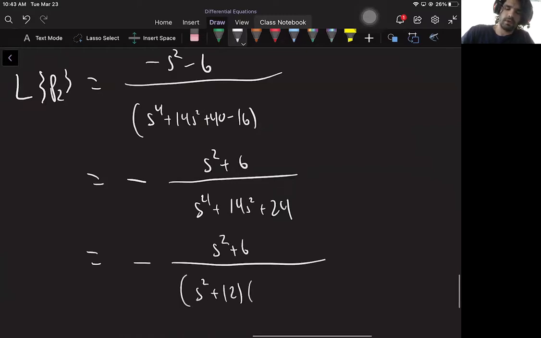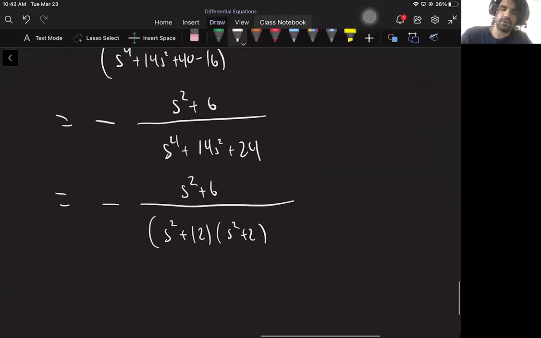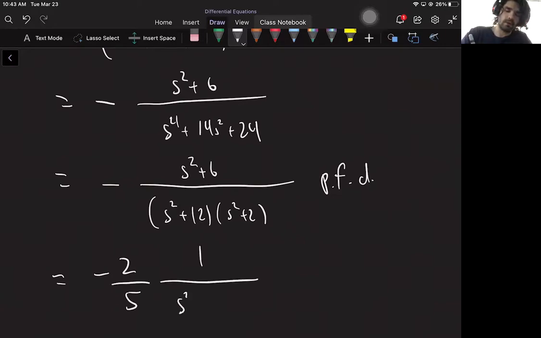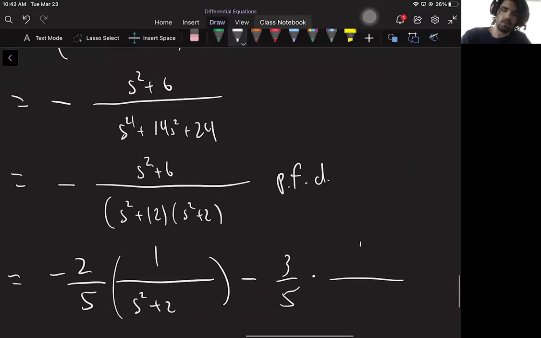Plus 12 and s squared plus 2. So then we can use partial fractions to continue. If you do partial fractions, use Wolfram or something to help you do it quick. This will end up being negative 2/5 times 1 over s squared plus 2, minus 3/5 times 1 over s squared plus 12. Those are my two factors.